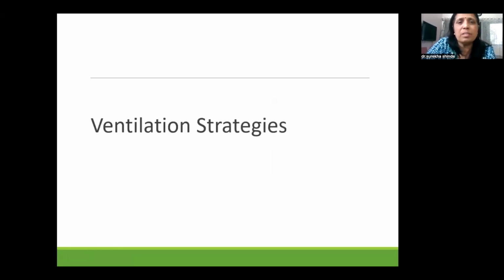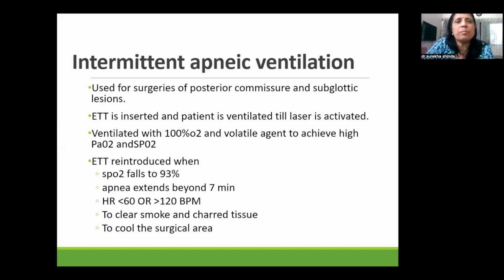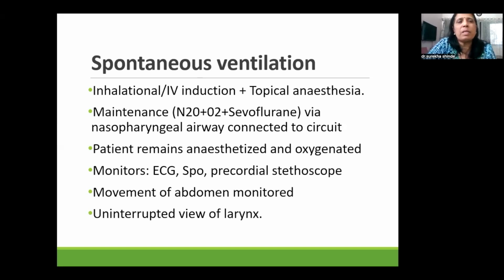Coming to ventilation strategies, I think this is the most awaited part of laser surgery. How do you ventilate this patient? Having a tube is okay, having induction is okay, like normal patients, but how to ventilate this patient? So what are the requirements we have for laser surgery? The surgeon should expect from us a tubeless field. Our tube should not come into his way. And we expect that the patient should have normal oxygenation and normal ventilation. So oxygen and CO2 should be at normal levels, but that's not always possible while we are dealing with laser and airway. So coming to spontaneous ventilation, we can have it with inhalational induction and topical anesthesia.